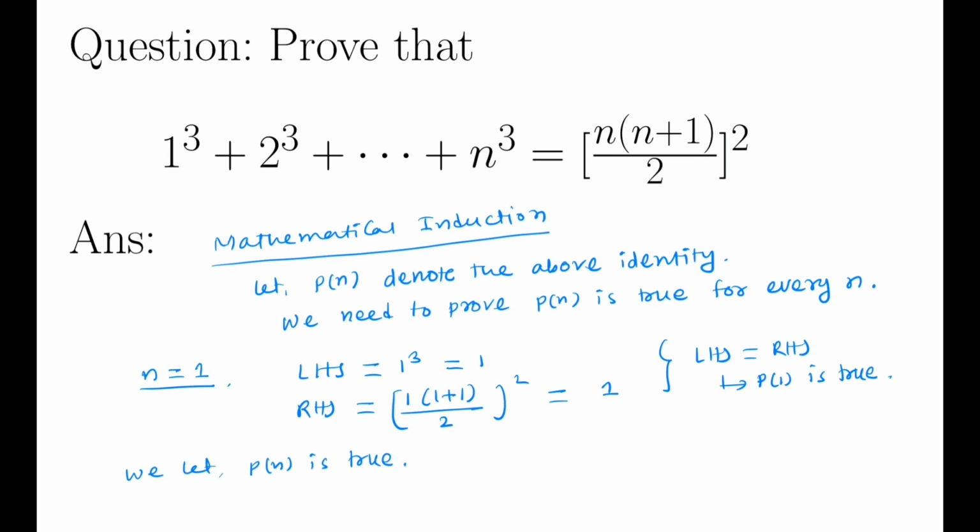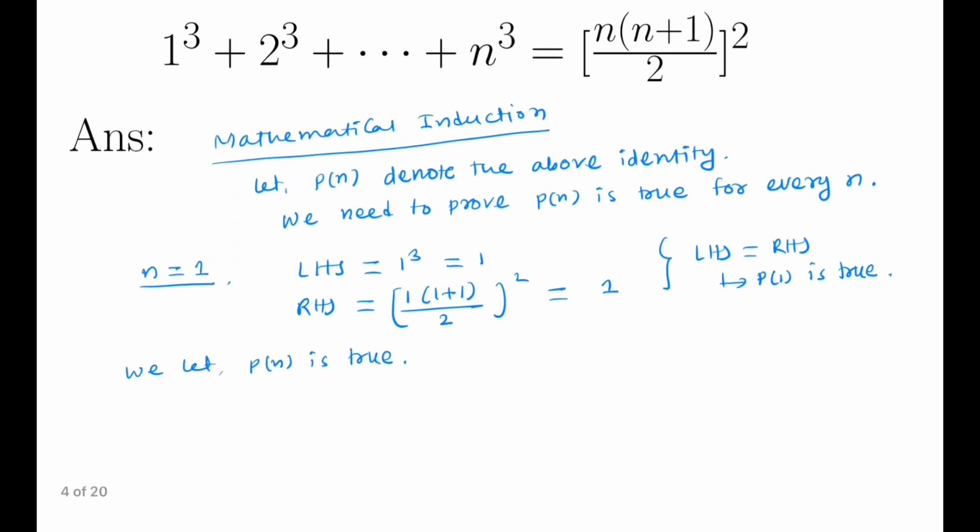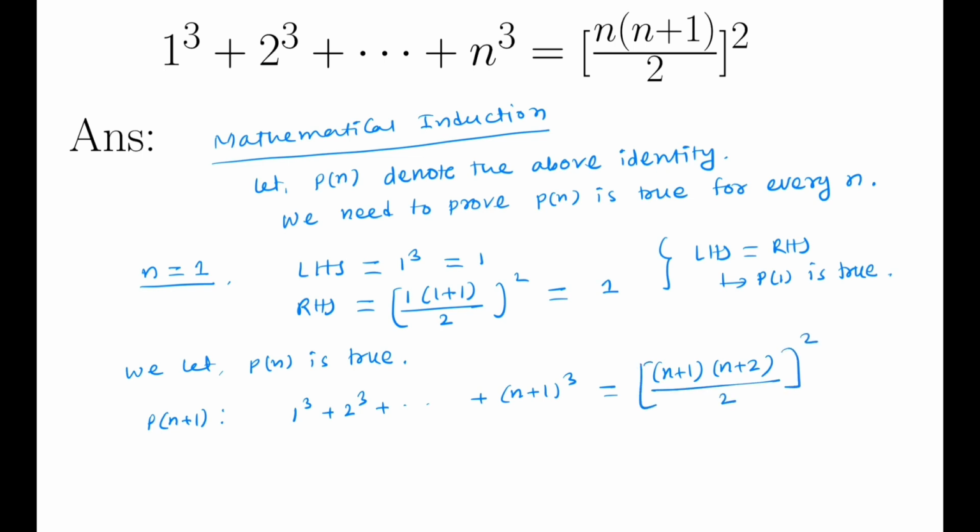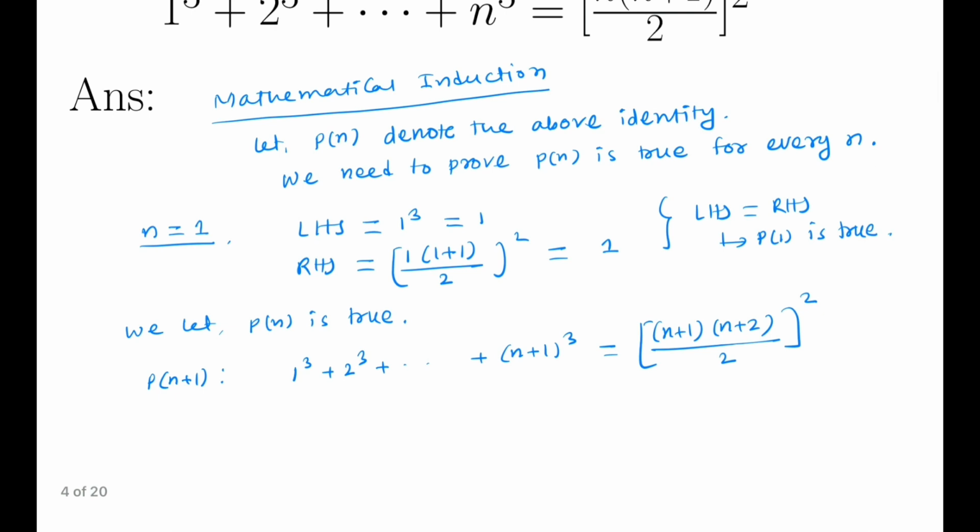So for that, first consider P of n plus 1. So P of n plus 1 is what? We need to prove 1 cube plus 2 cube up to n plus 1 cube is equal to, if we put n plus 1 instead of n, so you get (n plus 1) into (n plus 2) by 2 whole square. Okay, so consider 1 cube plus 2 cube up to n plus 1 cube.